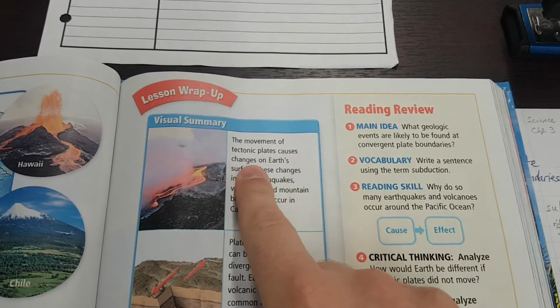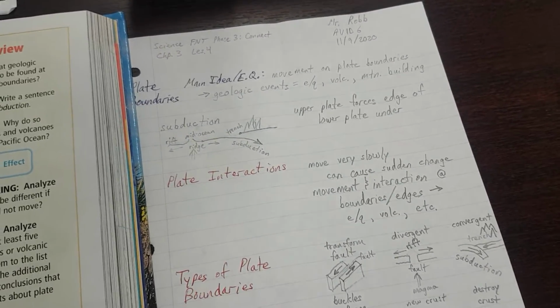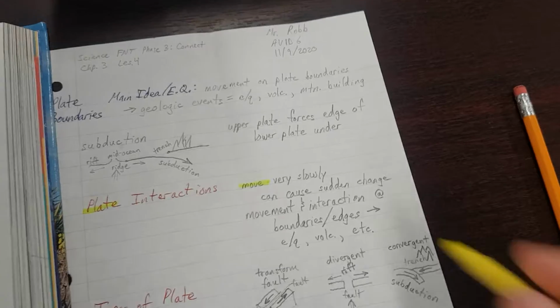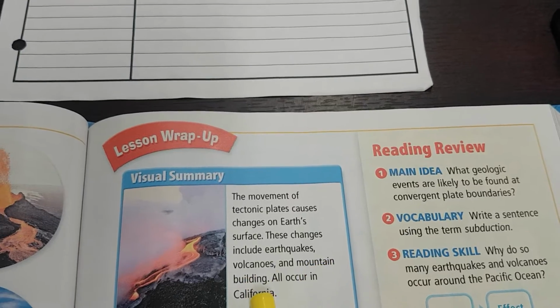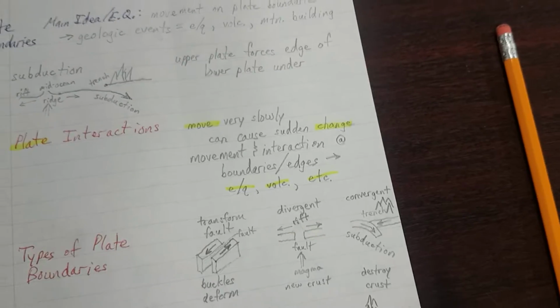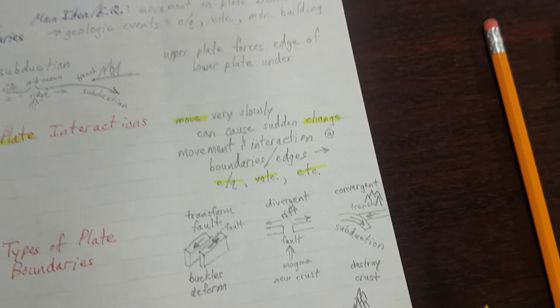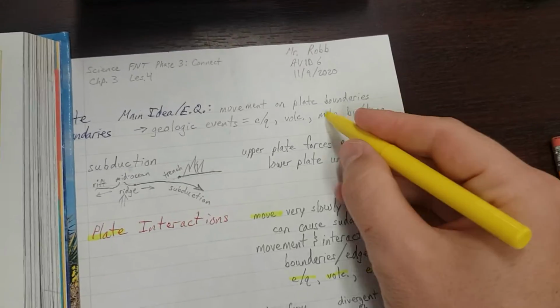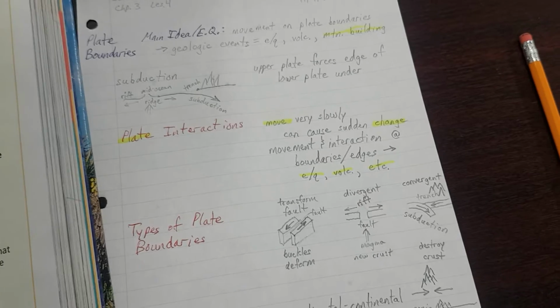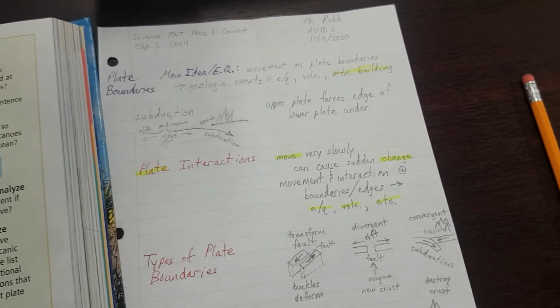The movement of tectonic plates causes changes on Earth's surface. Okay, plates move. Plate interactions move very slowly, so plates move. Changes. Here we go. Change. These changes include earthquakes, volcanoes, and mountain building. Earthquakes, volcanoes, mountain building was part of that that we talked about. Do we have mountain building anywhere? There's mountain building. All occur in California. Okay, they don't mean it only occurs in California. What they mean is California has all of these things happening.